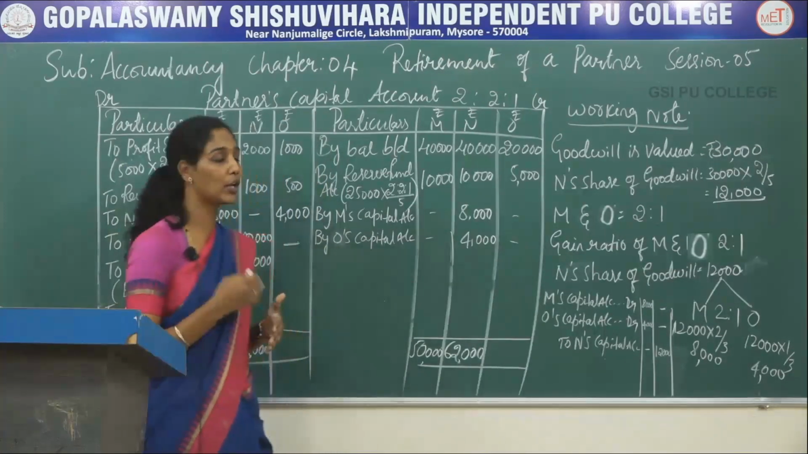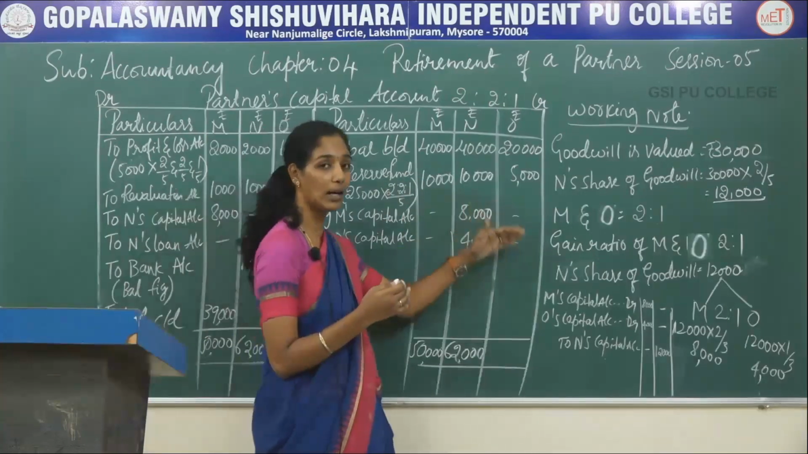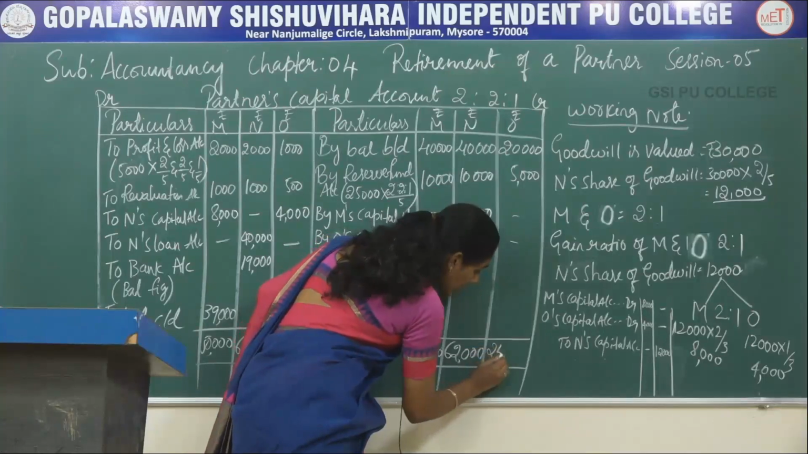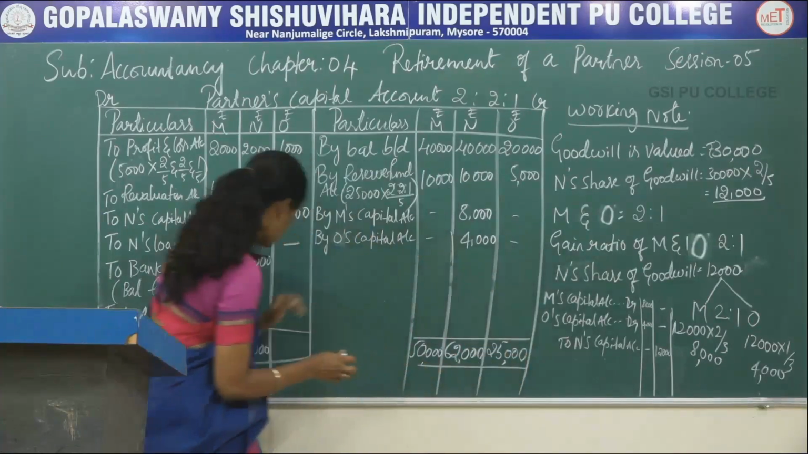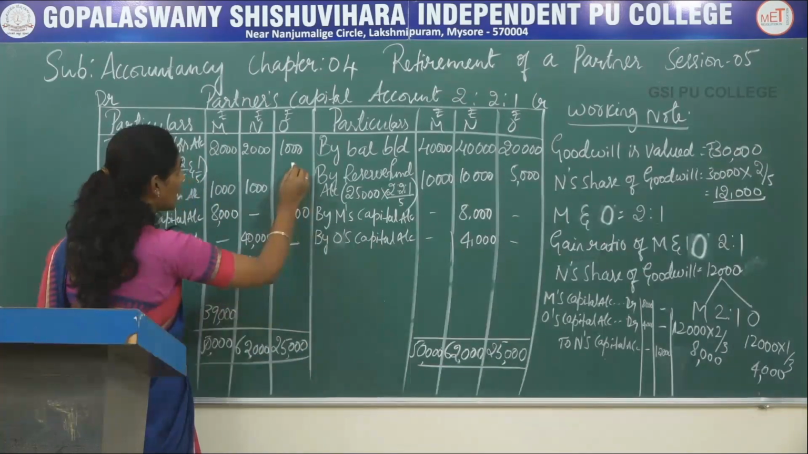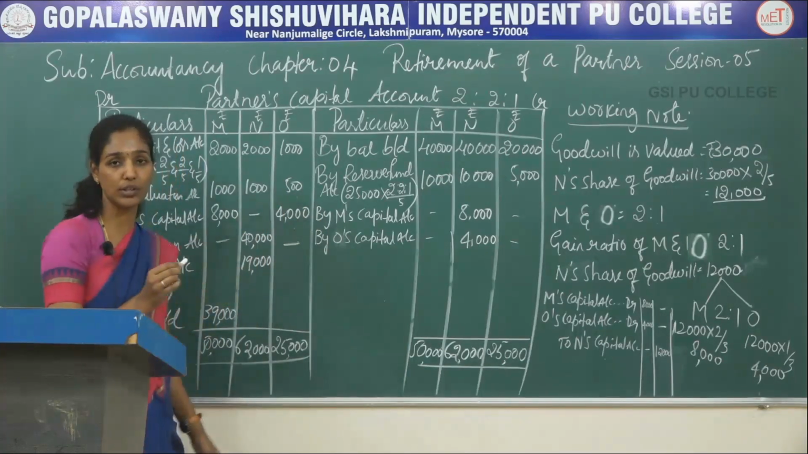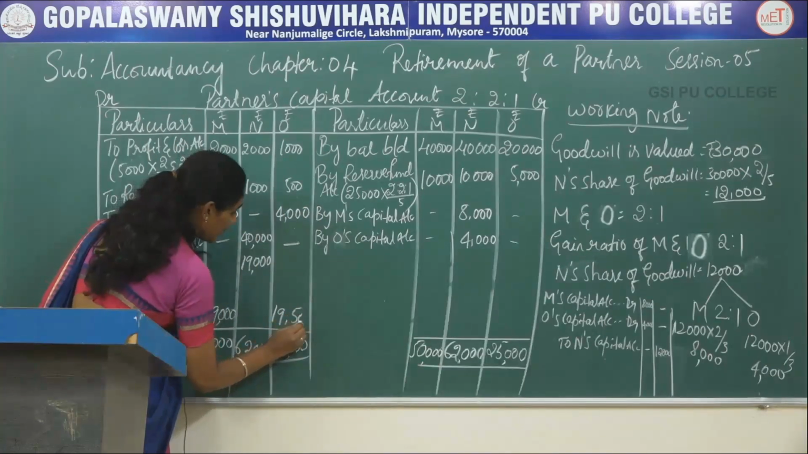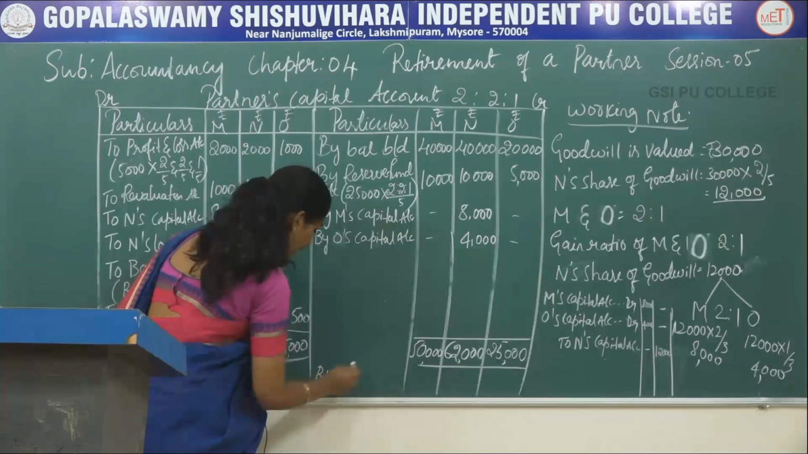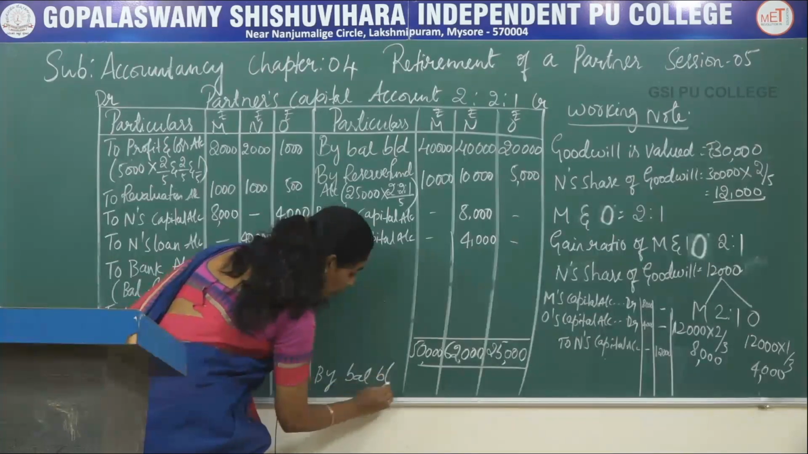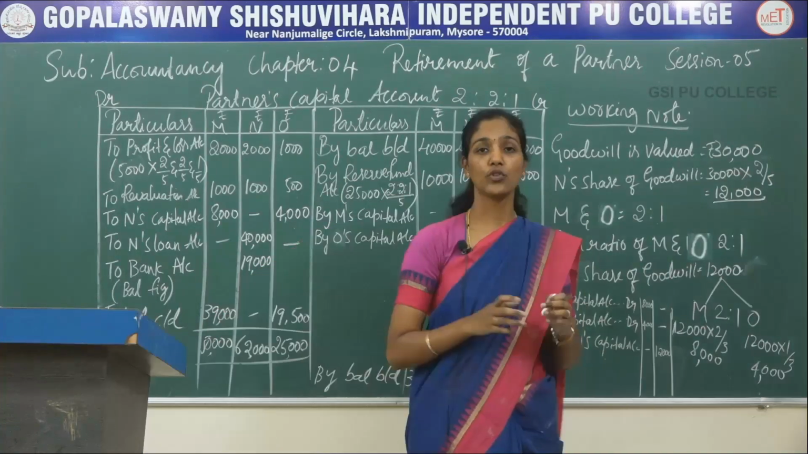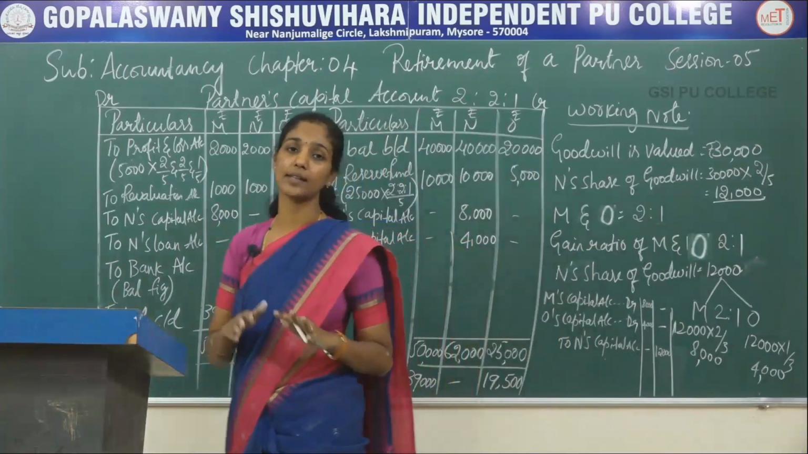Next, in the same way, you have to find out the capital balance of the other partner, that is O's capital balance. 20,000 plus 5,000 comes to 25,000. Write the same total on the debit side, 25,000. 25,000 minus 1,000 minus 500 minus 4,000 comes to 19,500. And compulsorily you have to bring down this amount on the credit side as by balance brought down, 39,000, 19,500. So this is the goodwill adjustment as per AS26.